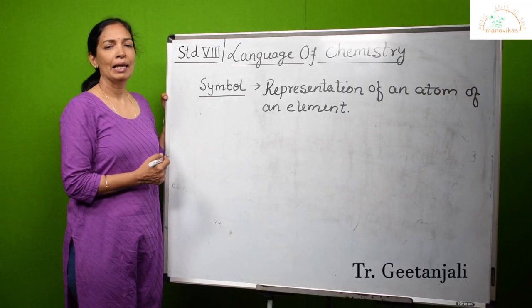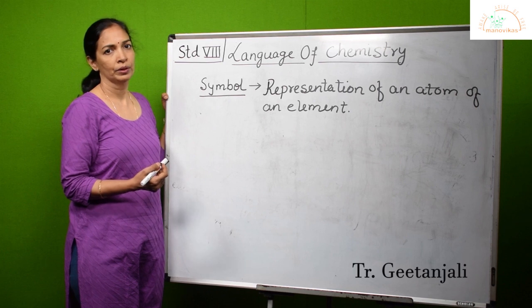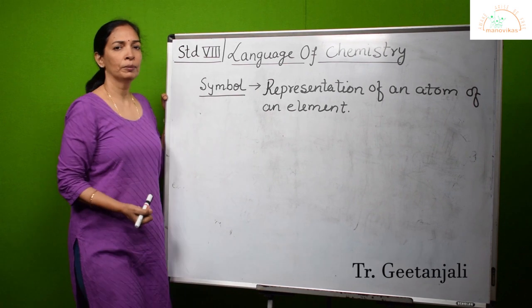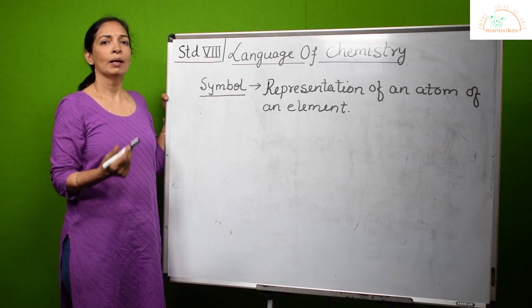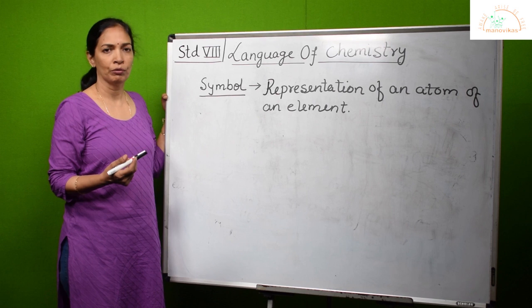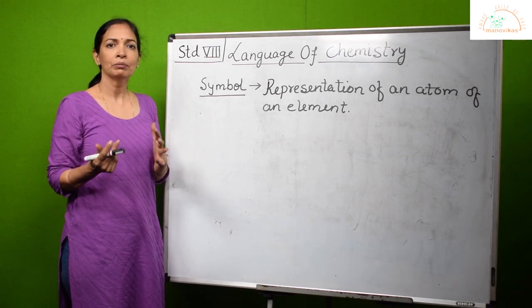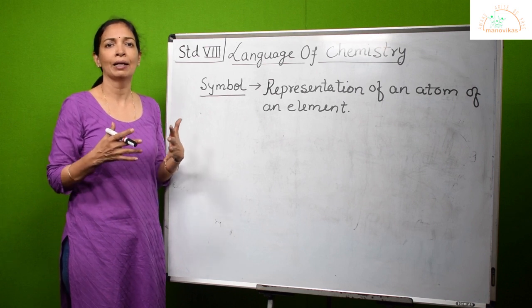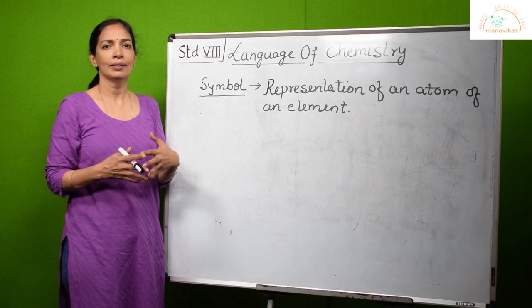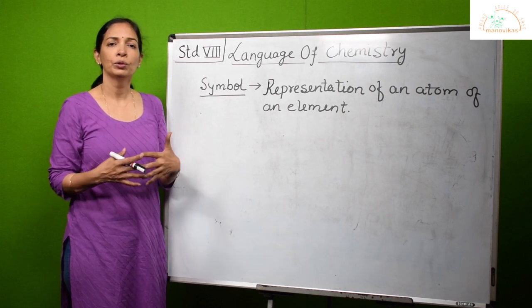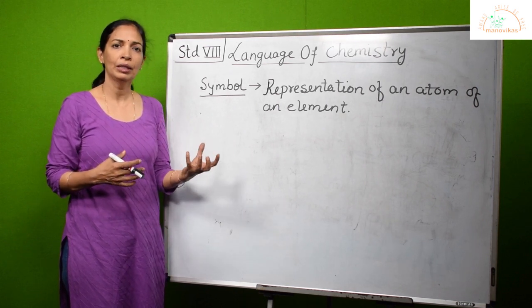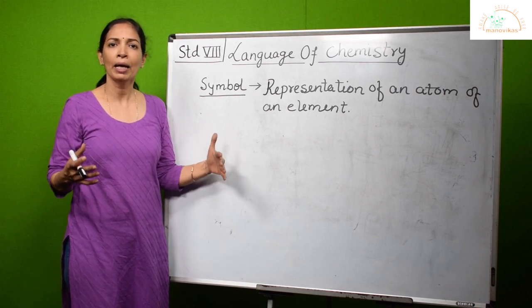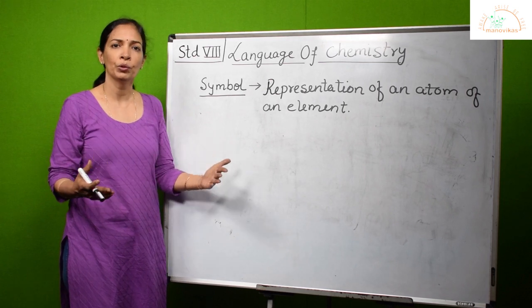Today I am starting the Language of Chemistry chapter, as your first chapter. Now what is the language of chemistry? To write something in a particular language, you have to know the basics of that language. So if you want to write something in English, what do you have to know first? Letters. With the help of letters, alphabets, you make words and then sentences and then paragraphs, so you can express your views.